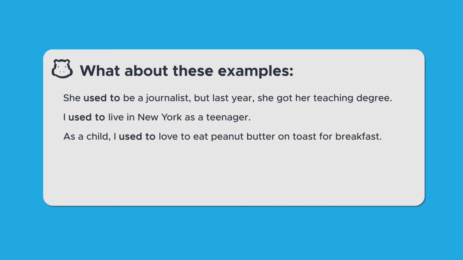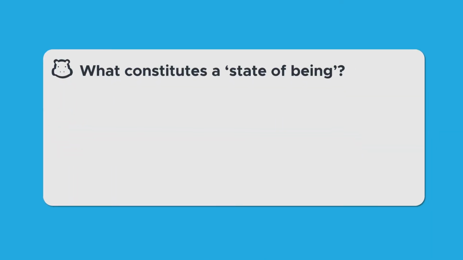In all of these examples, we aren't just talking about a routine or multiple actions, but rather states of being in the past. Things we used to be, do, or feel that we don't anymore. It's not an action we actually did multiple times. What constitutes a state of being? Here are some helpful tips.